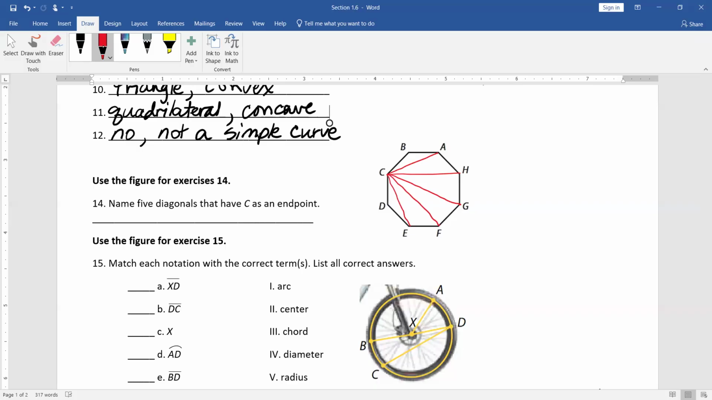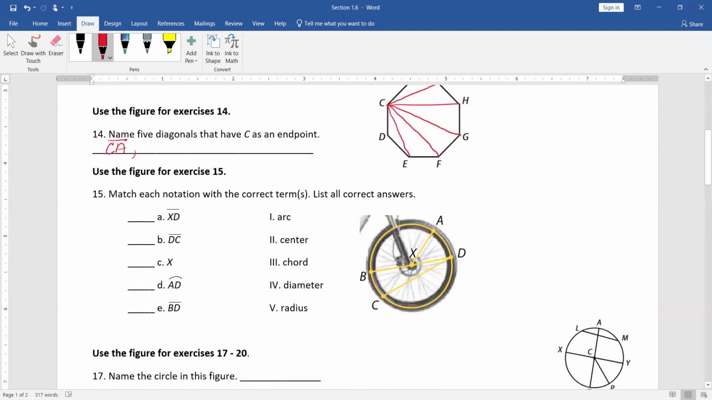And that's 1, 2, 3, 4. Okay, so you would name this like CA and then the line segment over the top. And then that same notation for the other 4. All right, so for number 15, match the notation with the correct term. They may have more than one answer.